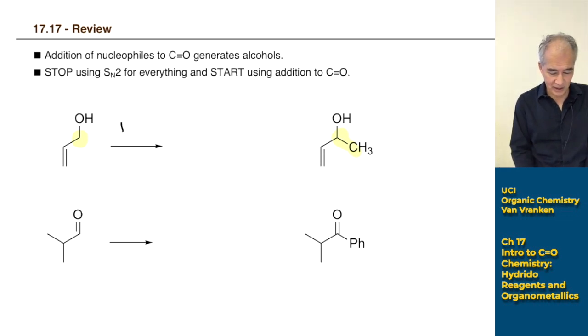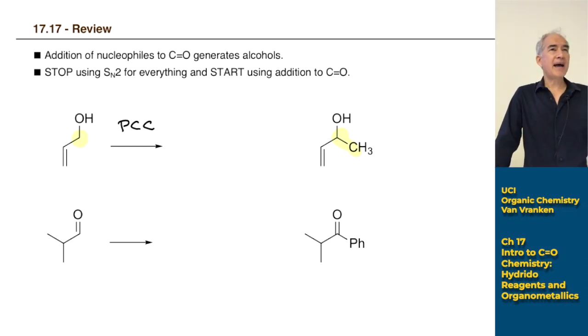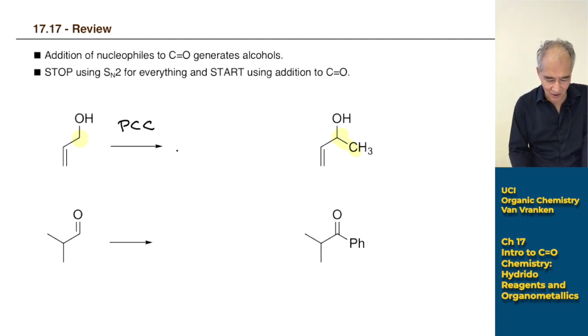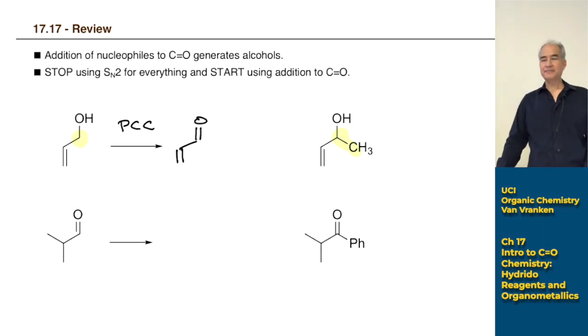There's one reagent that is super powerful for that, and that is pyridinium chlorochromate, PCC. I'm not asking you to learn the structure. It'd be great if you did. I'm not asking you to know the mechanism for pyridinium chlorochromate oxidation, but you need to know that PCC will take a primary alcohol to an aldehyde. Now we can form carbon-carbon bonds with that.